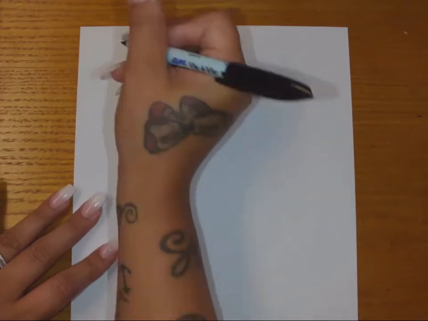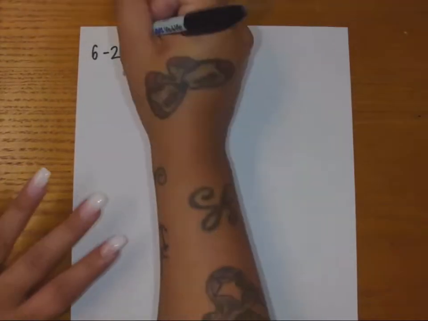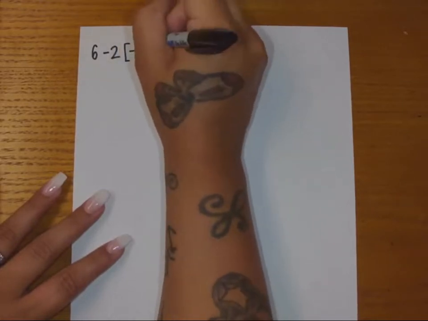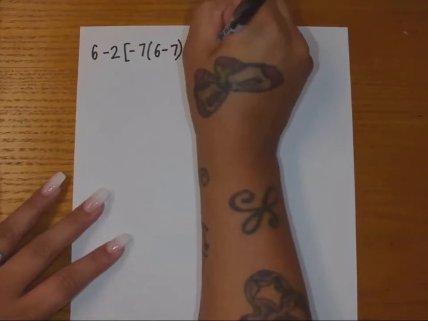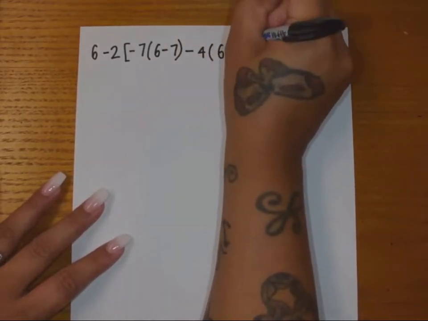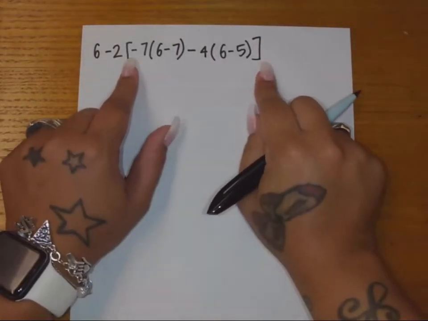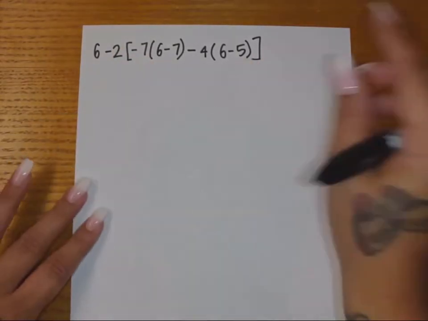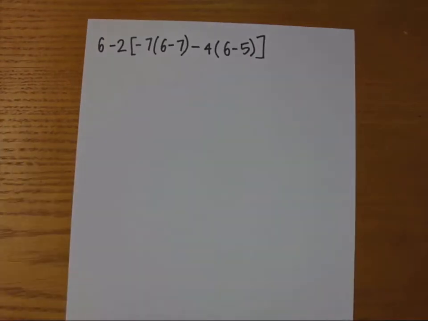This problem still says to use the order of operations to simplify the expression. And this expression is 6, and then we have a -2, and then we have a bracket, a -7, open parentheses, a 6 minus 7, close parentheses, a -4, open parentheses, 6 minus 5, close parentheses, close brackets. We're using brackets because they're actually what is enclosing these parentheses. They're still the same thing as your parentheses would be.